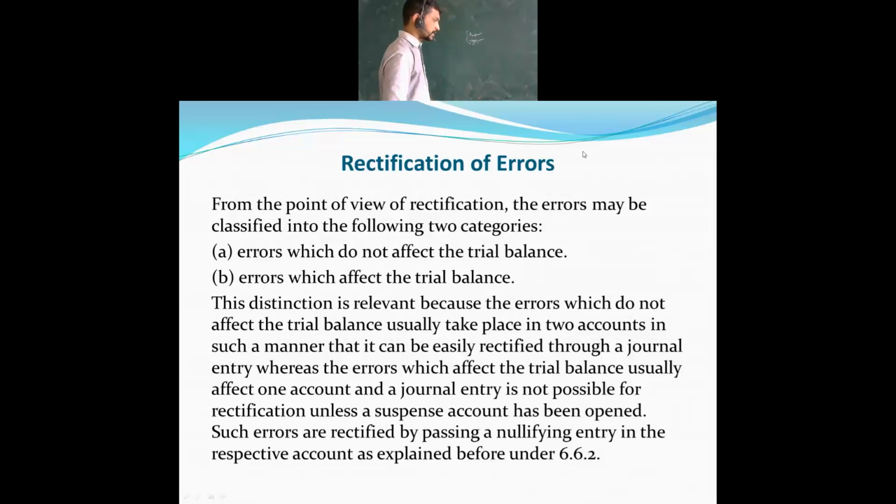Whereas the errors which affect the trial balance usually affect one account, and a journal entry is not possible for the rectification unless a suspense account is opened. This you can easily manage, search, and correct. But when it comes to a single account being affected, you need to open a suspense account. You have to use the suspense account when only one single account is affected.